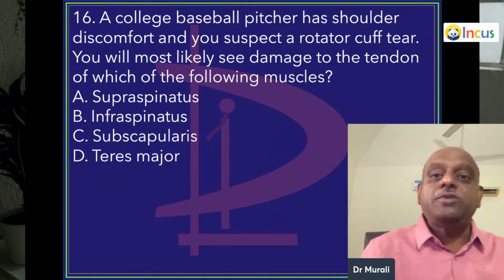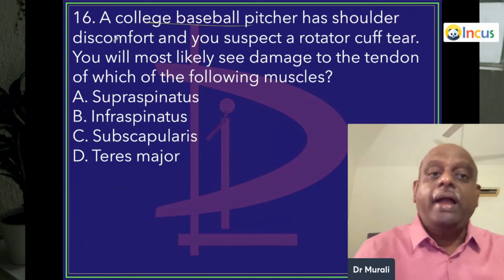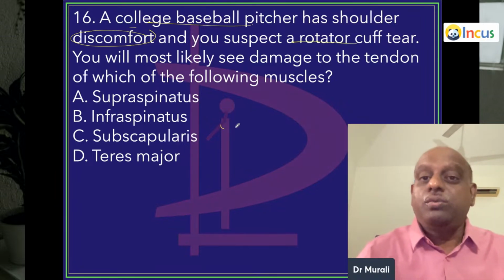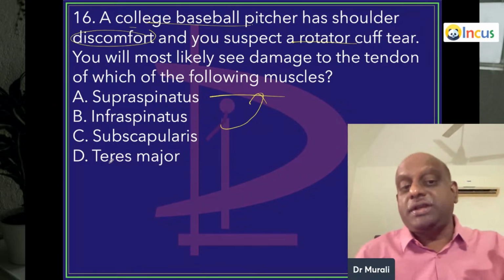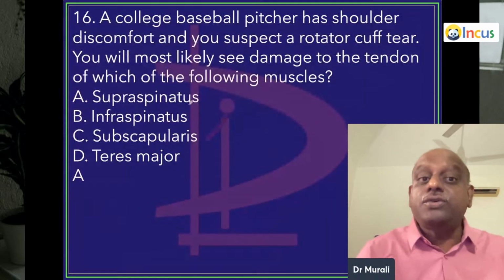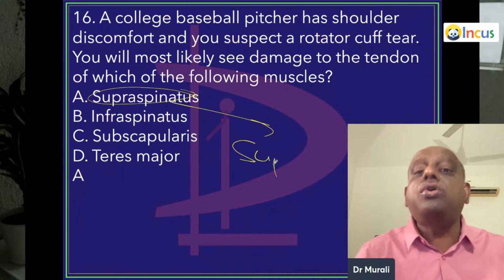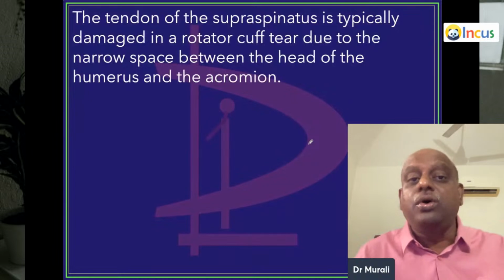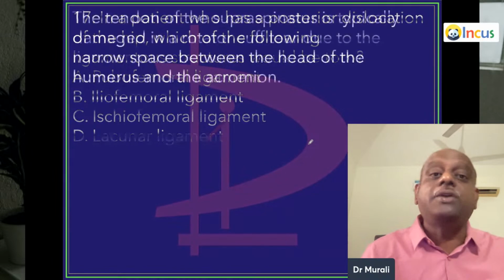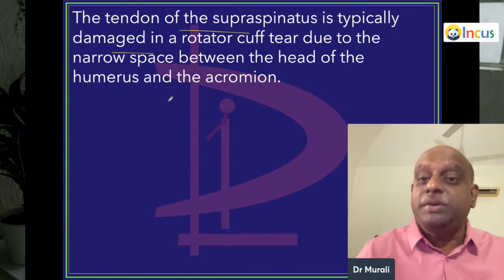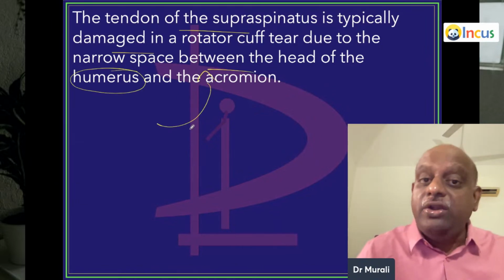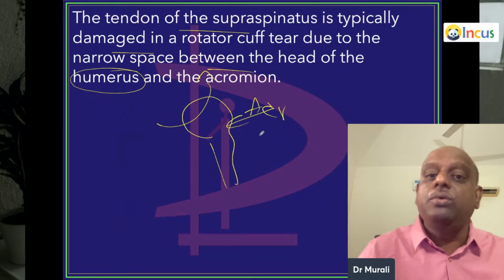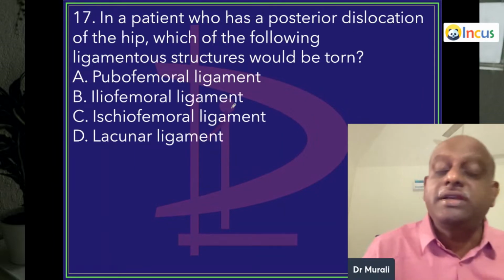A college baseball pitcher has shoulder discomfort. There is a rotator cuff tear. Which muscle is often damaged in a rotator cuff tear? It is the supraspinatus, which is the most common muscle among the rotator cuff muscles to undergo a tear, because the tendon of the supraspinatus is located between the head of the humerus and the acromion. Between the two, the tendon of supraspinatus is incarcerated.